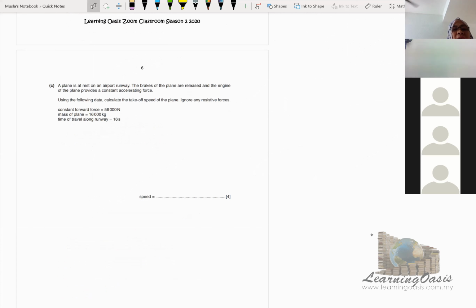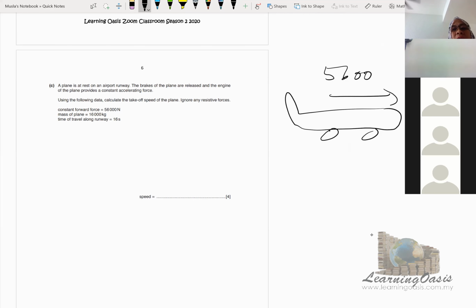The brakes of the plane are released and the engine of the plane provides a constant accelerating force. Using the following data, calculate the takeoff speed of the plane. Ignore any resistive force. So constant forward force is 56,000 Newton. Mass is 16,000 kg. Time to travel is 16 seconds.